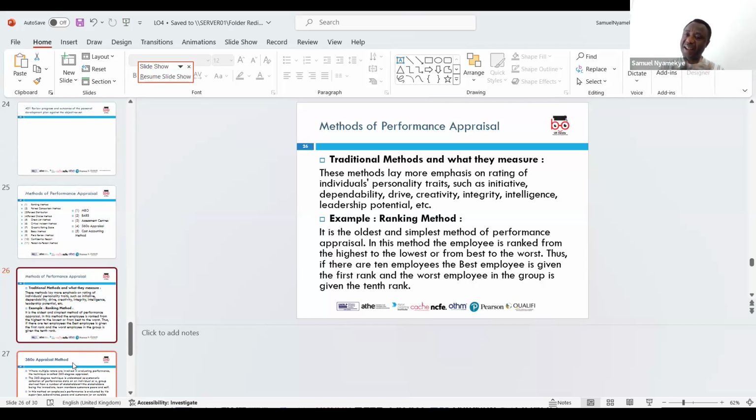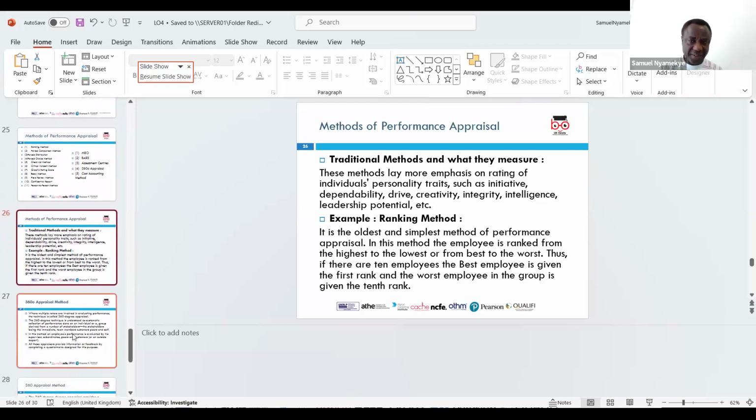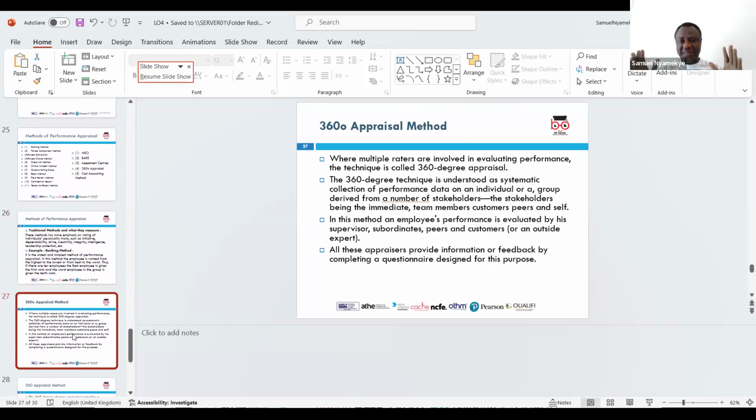So over time, there has been some new development and new tools that are more effective than just the ranking systems. That is what we want to mention before we finish. We have what we call the 360 appraisal method. Here you have multiple raters involved in the evaluation process. This technique is called the 360, so it's all round.